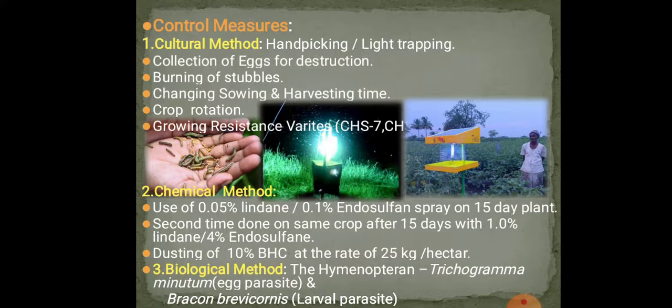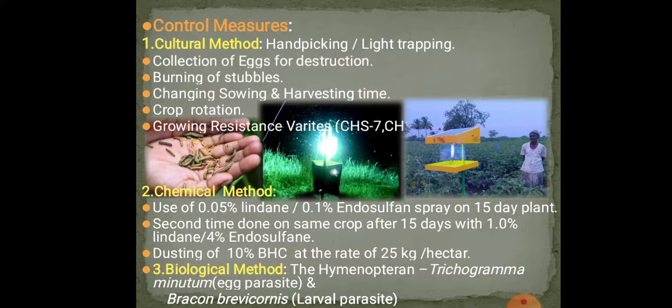Then chemical control: the use of 0.1% endosulfan and 0.05% lindane spray on a 50-day plant. The second spray is done on the same crop after 15 days with 1.0% lindane and 4% endosulfan. Then dusting of 10% BHC powder at the rate of 25 kg per hectare.